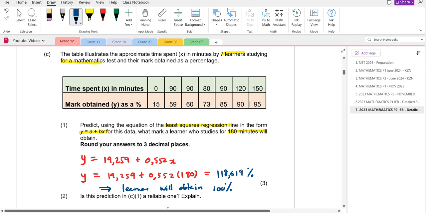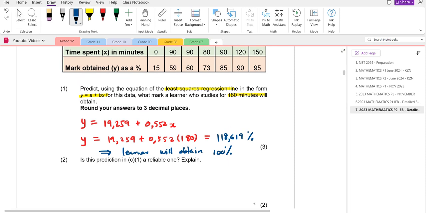You can clearly see it's unreliable, because if a learner studies for 180 minutes, he will always get a mark of 100%. So we can say it's not reliable.